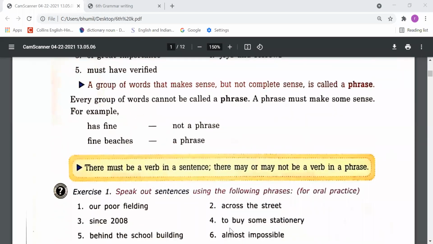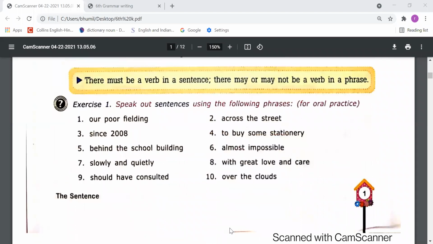Come on, the first exercise. Speak out sentences using the following phrases for oral practice. So this exercise you have to do for your oral practice. Like a poor fielding, across the street, since 2008, to buy some stationery, behind the school building, almost impossible, slowly and quietly, with great love and care, should have consulted, over the clouds.